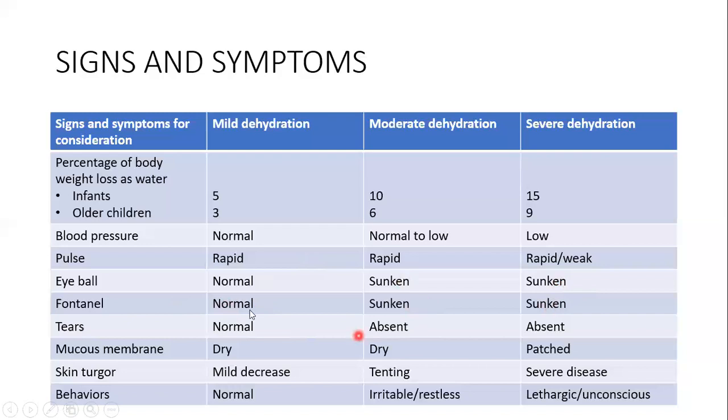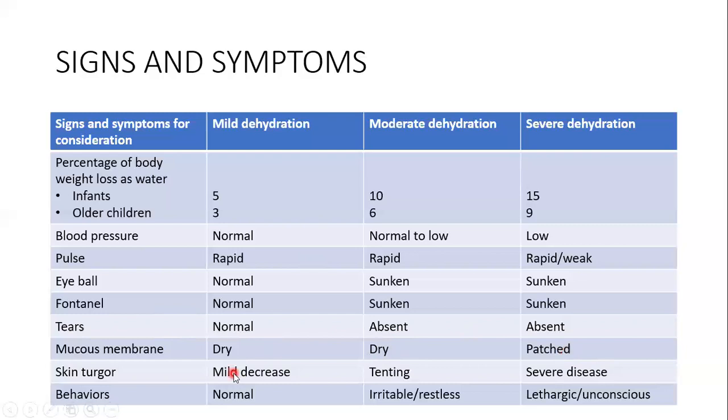When it comes to the tears, where water is the main component of tears, it's going to be normal in mild dehydration, absent in moderate dehydration, as well as in severe dehydration. When it comes to the mucous membrane, they're going to be dry in mild dehydration, as well as in moderate dehydration, but in severe dehydration, the mucous membrane are going to be parched.